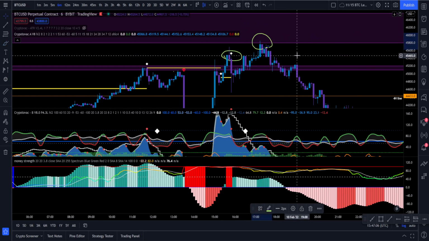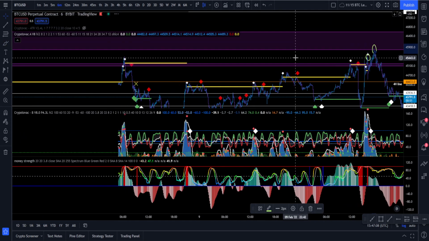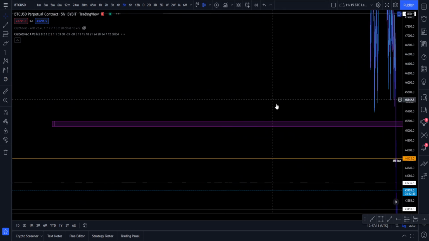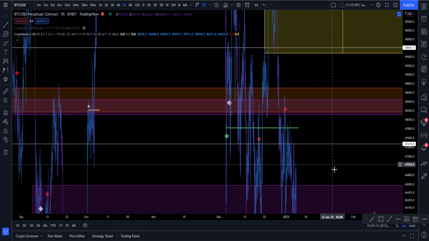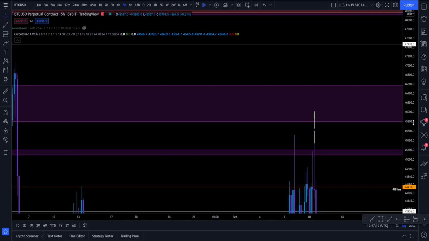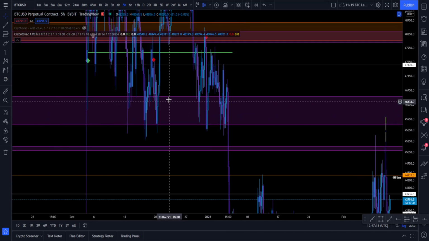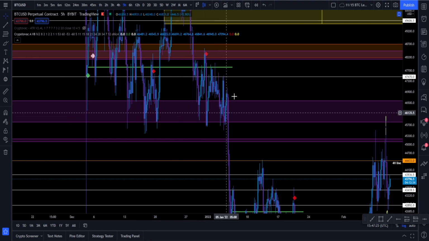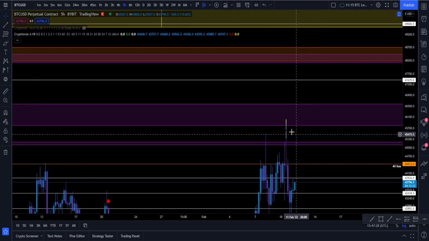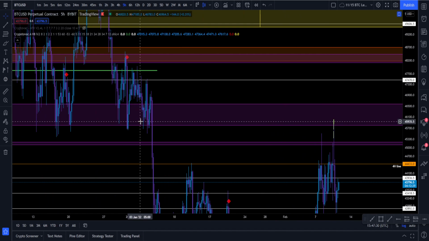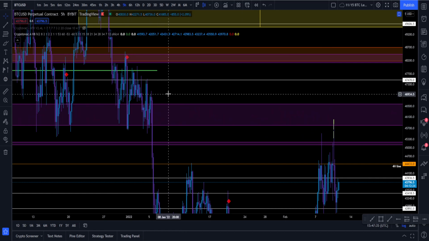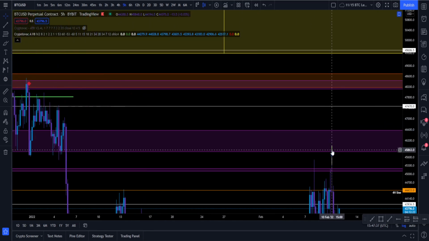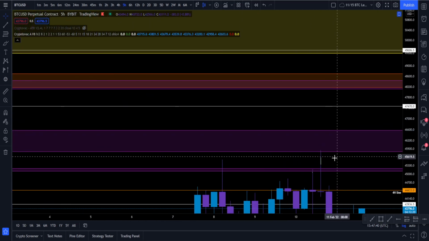We eventually did come up and tag this Cryptovac A line, which I'm pretty sure we haven't tagged in... where's it at? Oh, this one. We haven't tagged it since this drop over here, since this little range here. We just kept touching that 40k level or that 45k level. Kept bouncing. This is the first time we touched that line in about 10 days. That was definitely a line that I was looking at, because there was a lot of liquidity up there that could be taken.